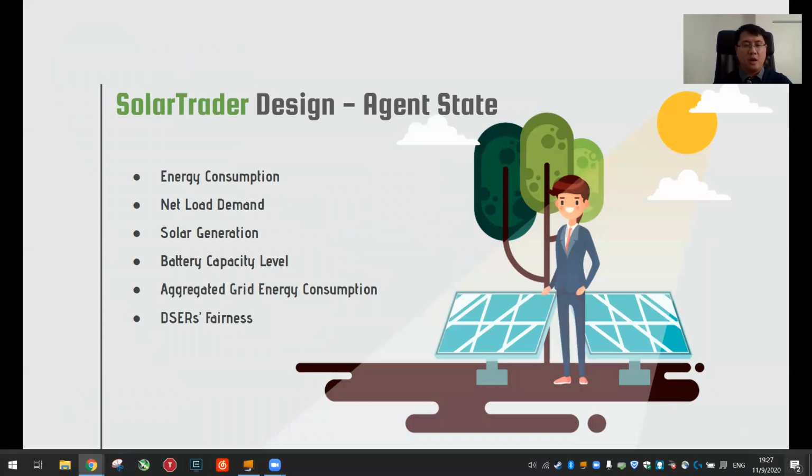First, we describe the agent with the following 6 aspects: energy consumption, net load demand, solar generation, battery capacity level, aggregated grid energy consumption, and the fairness, which is quantified by the Gini coefficient. This is the information we collect to model the agent state.